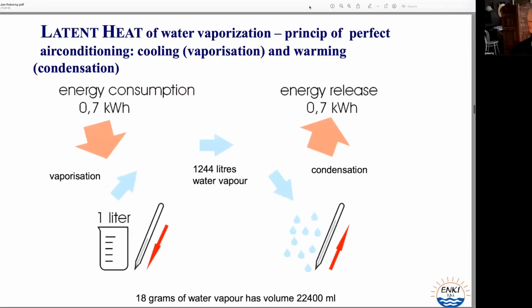Next one. Here is the graphic on the left, 1 liter. We add 0.7 kilowatt hours. We have more than 1 cubic meter of water vapor, and very important, now somewhere the water condenses back to liquid water. The energy is released and the air warms. This is very important and very understandable. Next one.